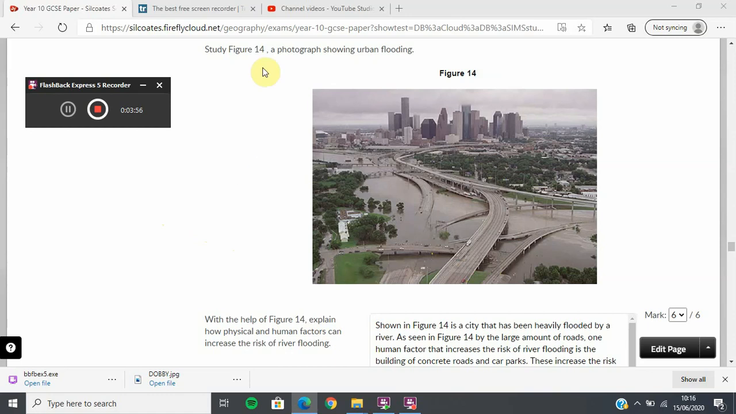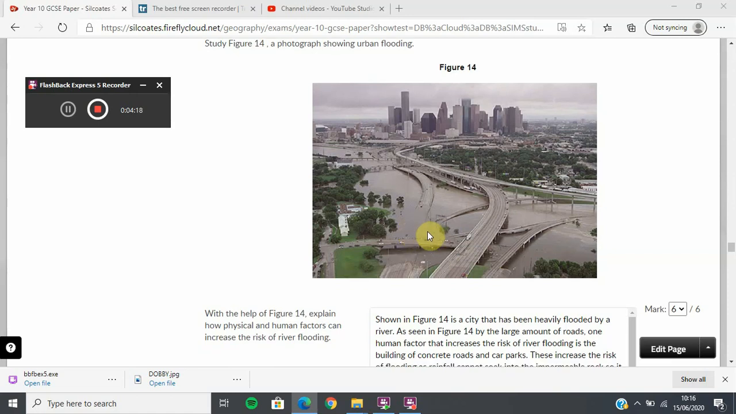So the first one, figure 14. You've got to talk about figure 14. Don't forget that. 1 or 2 of you not mentioning it. You must mention it. It's got to be really obvious to the examiner that you're talking about the picture and you're looking at the photograph and you're taking evidence from the photograph. So in figure 14, we've got an urban area. So there is lots of concrete.